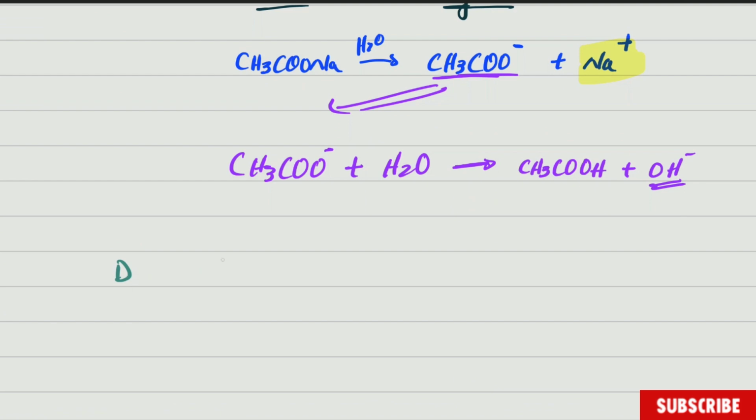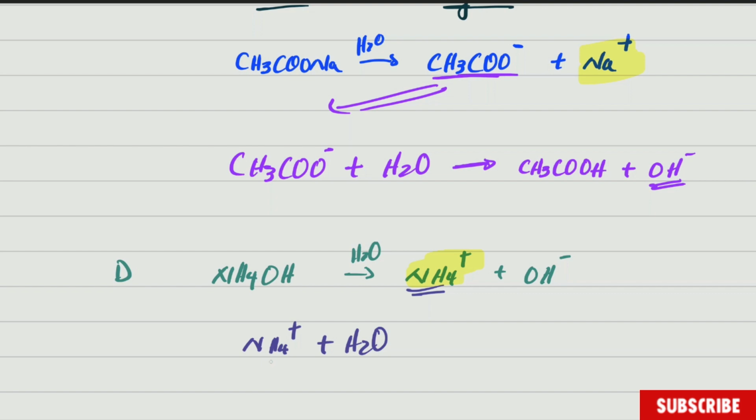And now D, we have NH4OH. Okay, so what is happening with NH4OH here? NH4OH is going to be broken into NH4 plus, when it's dissociated in water, and OH minus. The NH4 reacts further with the water. Okay, so it's NH4 plus plus water.